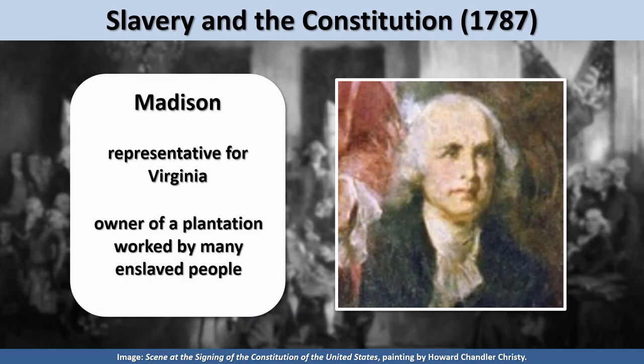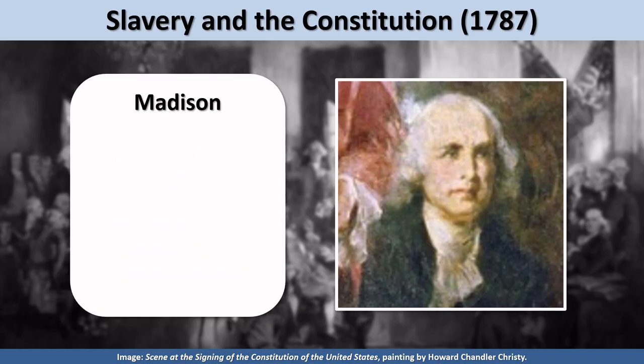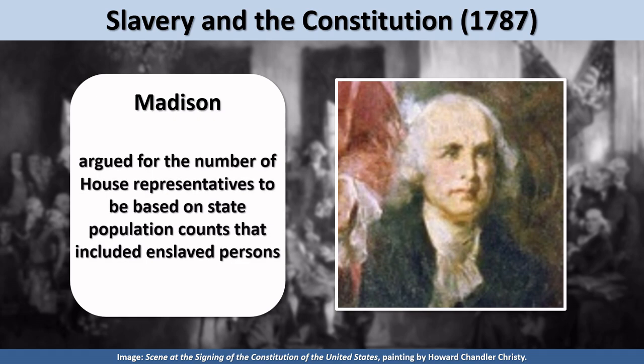Despite these statements, he never made any serious attempt to abolish slavery, and he never set free any of the enslaved people he had working for him personally. At the Constitutional Convention, Madison argued that enslaved people should be counted toward their state's population numbers when deciding how many representatives in Congress each state would have.